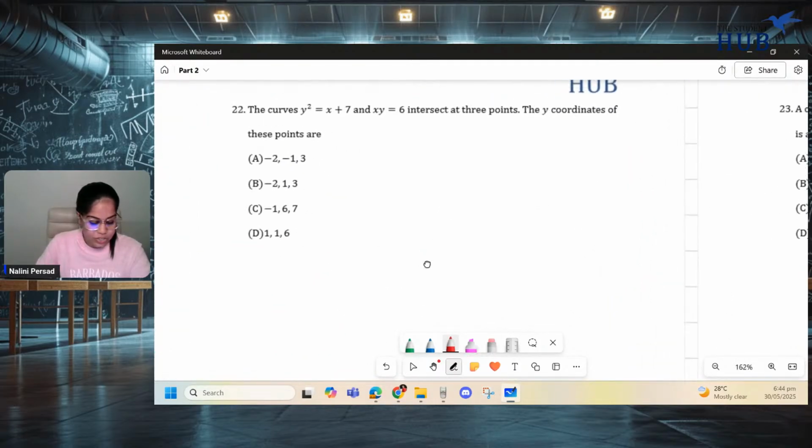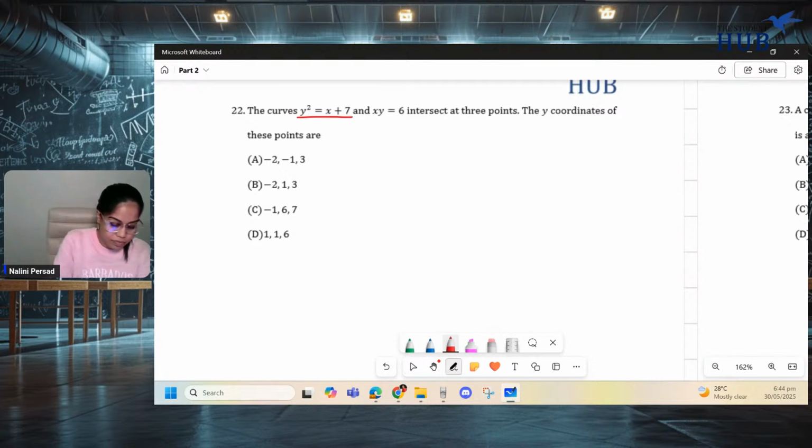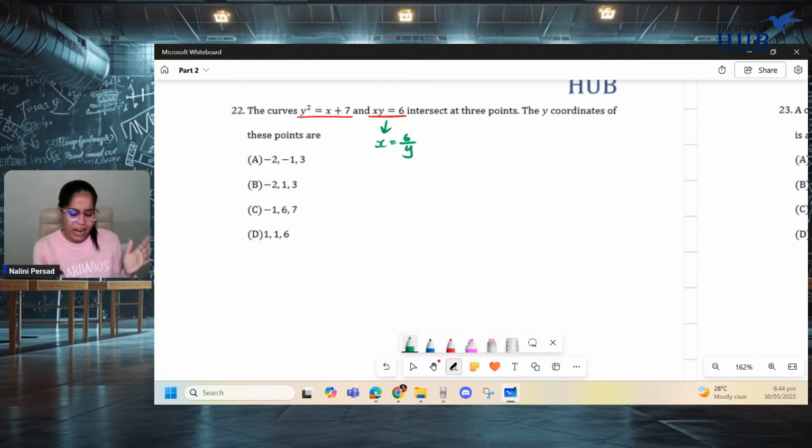For question 22, the curves y squared equals x plus 7 and xy is equal to 6 intersect at 3 points. We want the y coordinates. We are concerned about the y coordinates. So I'm going to take this and make x the subject. Okay? Because I'm only concerned about y. So why would I make y the subject? I want to substitute it as x.